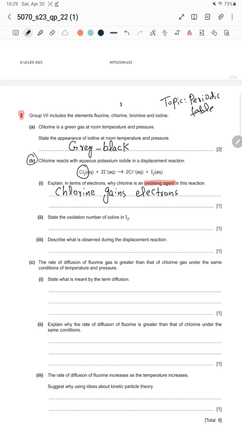One more thing students, here it is a 2-mark question. 1 mark is for mentioning color, the other mark is for the physical state of iodine at RTP. So it is gray black solid. So you should know iodine at RTP is solid, fluorine, chlorine are gases, bromine is a liquid. Now second part, state the oxidation number of iodine in I2. So we have studied oxidation number of all elements in their free state is 0. So here iodine has an oxidation number of 0.